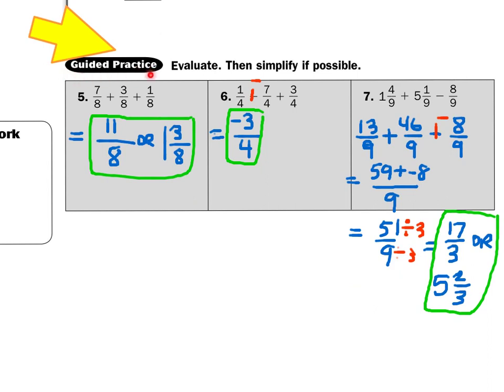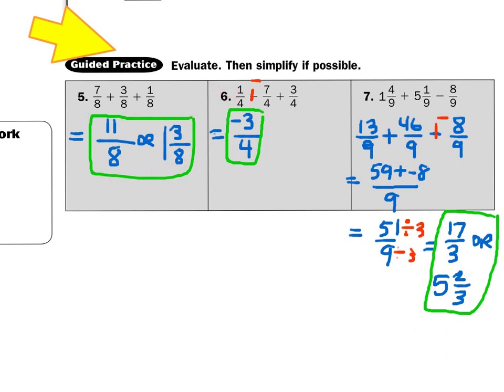Okay, let's look at the guided practice together. We have to evaluate. That just means find the answer, and then we're going to simplify if possible. So notice on number 5, we're adding 7 over 8 plus 3 over 8 plus 1 over 8. Well, the 8's match, so I copy the 8 on the bottom, and then I just add the numerators. 7 plus 3 is 10, plus 1 more is 11, so I get 11 over 8, which is a great answer. I can't reduce, but I can rewrite it as a mixed number. 8 goes into 11 one complete time, and there's 3 left over. So it's 1 and 3 over 8, and I box my answer.